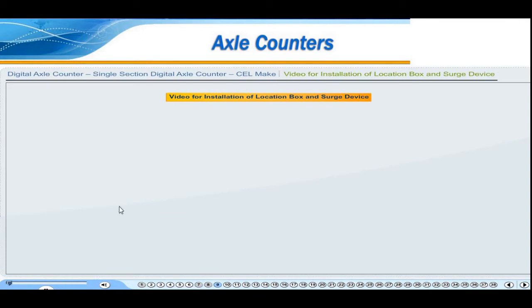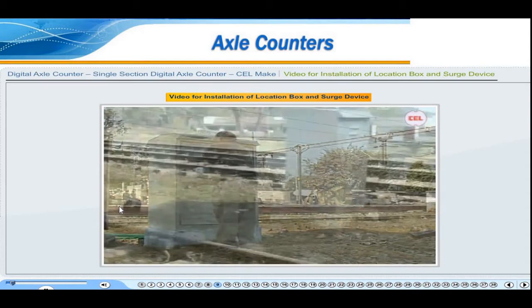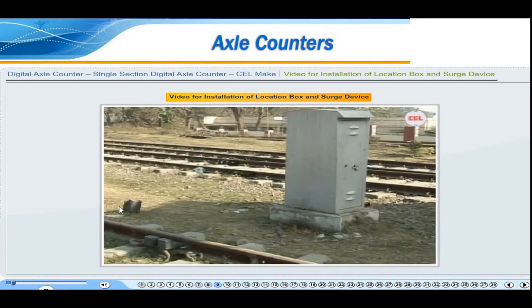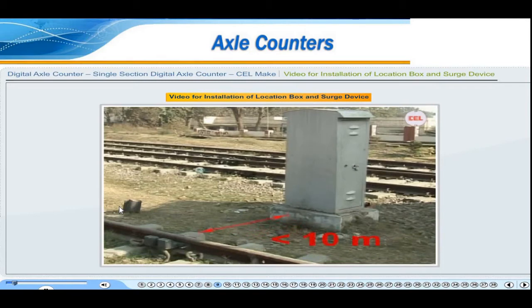Location box and surge device. About the installation of the location box and its terminations. While installing the location box and its terminations, install the location box as close as possible to the axle detectors, that is within 10 meters.